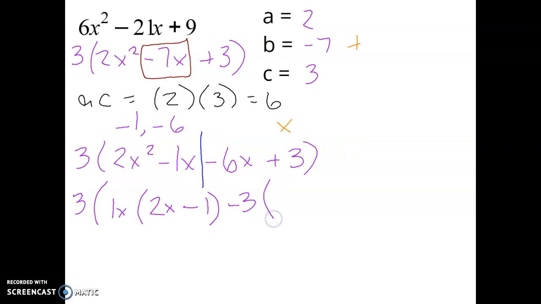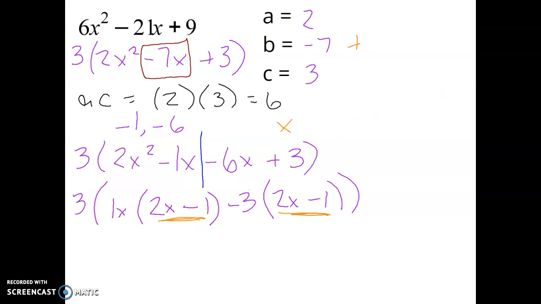All right, let's divide. Negative 6 divided by negative 3 is positive 2, right? So that matches. My X just comes down because there's nothing to divide it with. Positive 3 divided by negative 3 is negative 1. So again, that matches. Everything looks good. What's in my parentheses is the same. Got 2x minus 1 in both places.